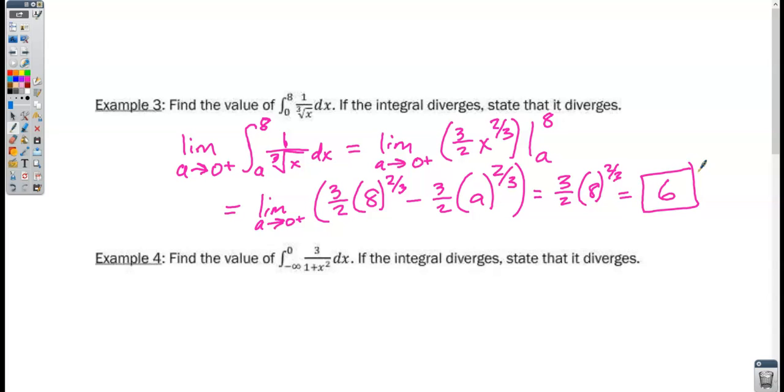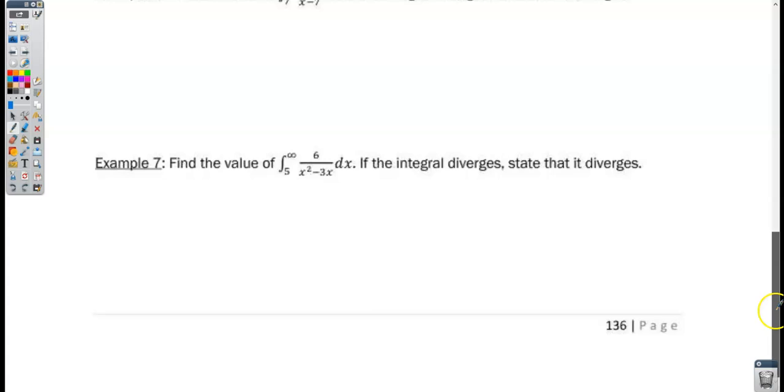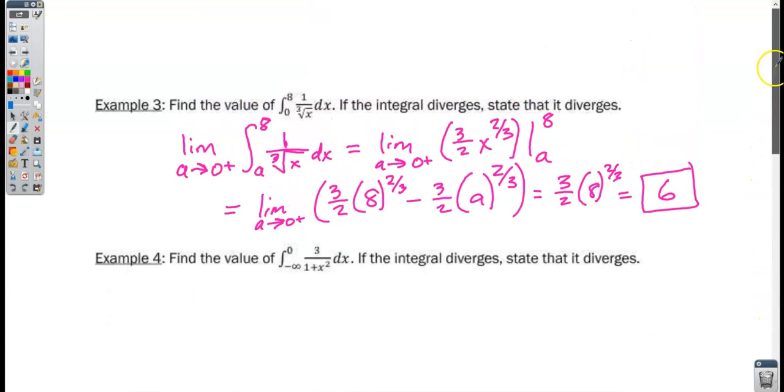All right, I think we're going to cut it off there, just in case. And we'll come back in the next video and we'll pick up with example 4 and finish out the examples from this section. Look at 4 more examples of these improper integrals and how we evaluate them. And then we'll be finished with this lesson for section 6.13.